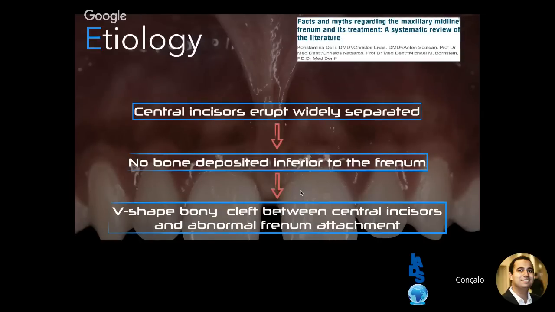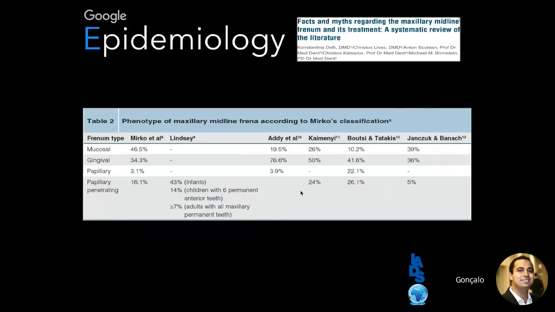So in terms of the etiology of the pathologic maxillary midline frenum, usually what you see in those patients is that they have central incisors that erupt widely separated, and there is no bone deposited inferior to the frenum. So you can see, and I'll show you some of my cases, a V-shaped bony cleft between the central incisors and an excessively hypertrophic frenum. In terms of the epidemiology, the most prevalent types are the mucosal and the gingival one, which are also the less pathologic.